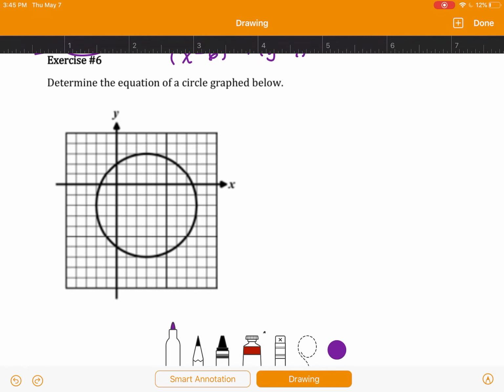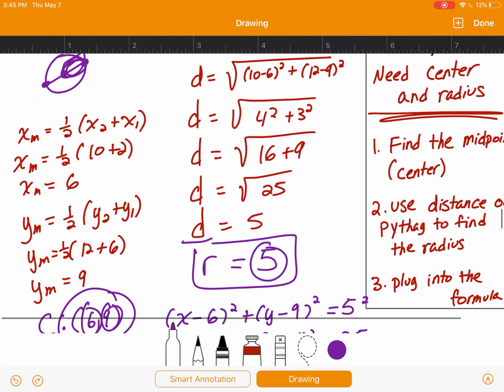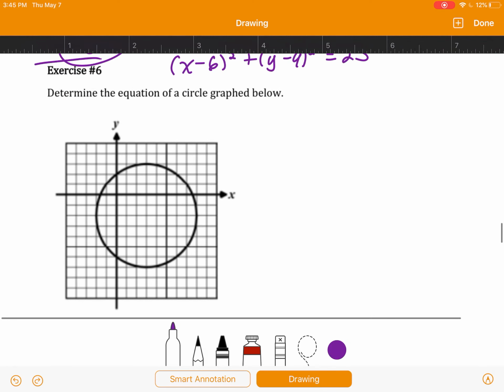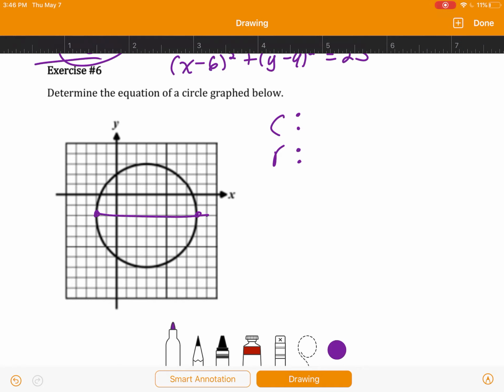So for the last question, we're going to do the exact same thing, except now I'm going to do it without doing all of the formulas. We're just going to look at the graph and come up with the equation. So again, we're going to need the center and the radius. And if you wanted to do this the same way, you can pick out two endpoints of a diameter and find the center of it, which you can tell probably just by looking at this that the center of this circle will be right here.